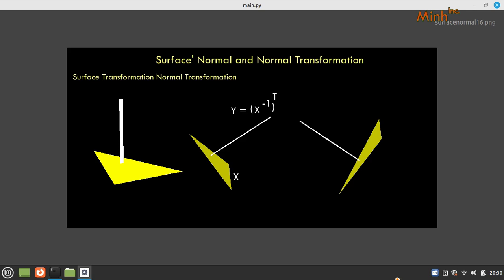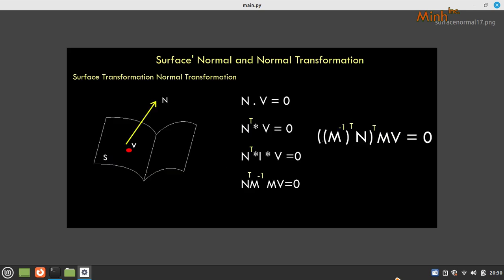So we'll proceed with the surface normal and normal transformation. We have seen that the surface and normal are two different things. Any vertex on a surface is a vertex, whereas a normal is a direction, so a normal is a vector.